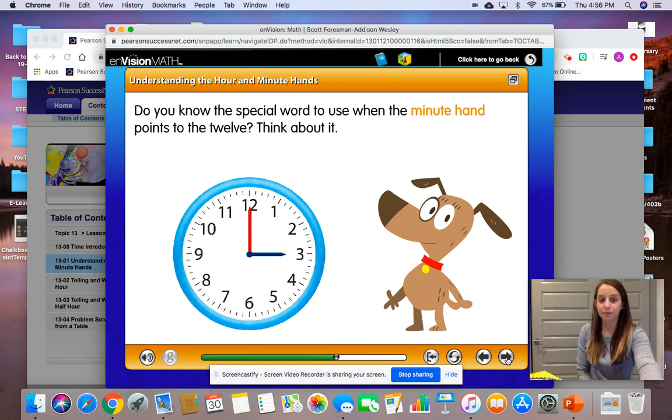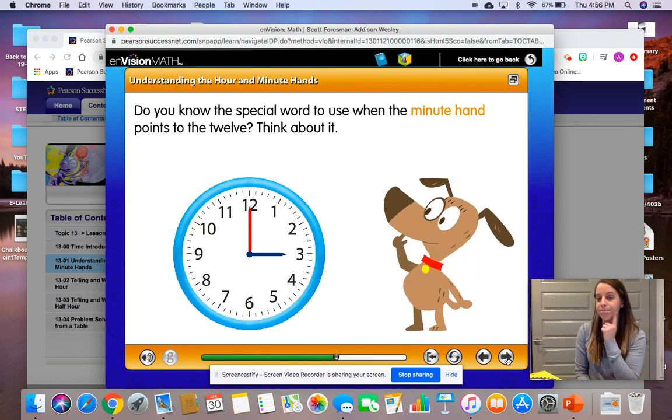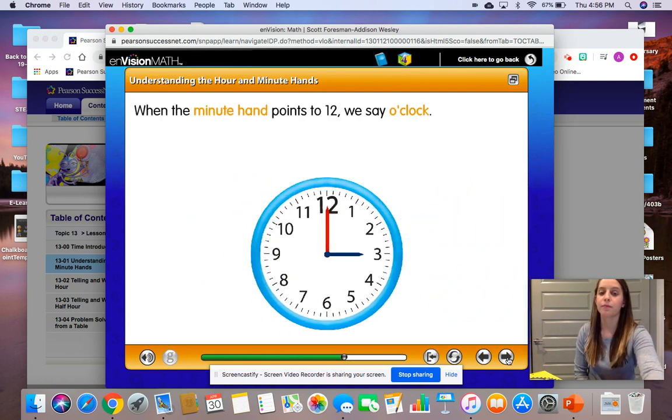Do you know the special word to use when the minute hand points to the 12? Think about it. I'm sure you've heard it before if you've ever asked someone what time it was. When the minute hand points to 12, we say o'clock.